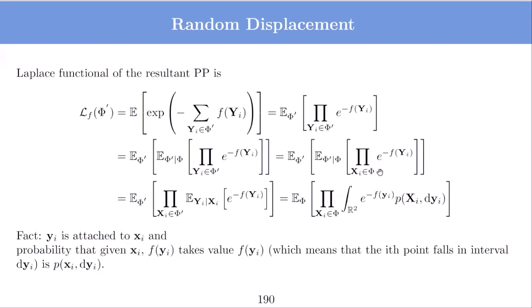Now if I have to compute the expectation of this with respect to phi dash given phi, you can notice that because this product is over x_i belonging to phi, and phi is already given, the number of product terms is deterministic. So given phi, the number of product terms is deterministic, so I can take this product sign outside the expectation. Again, this is phi, not phi dash.